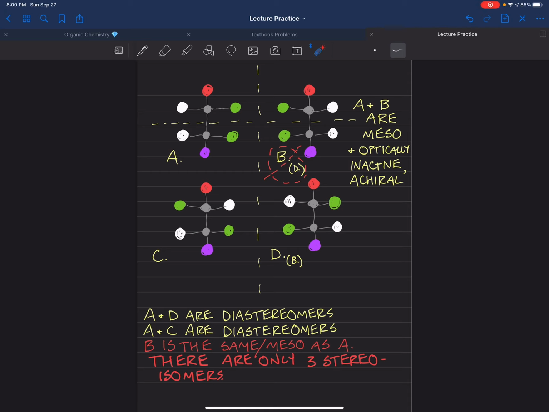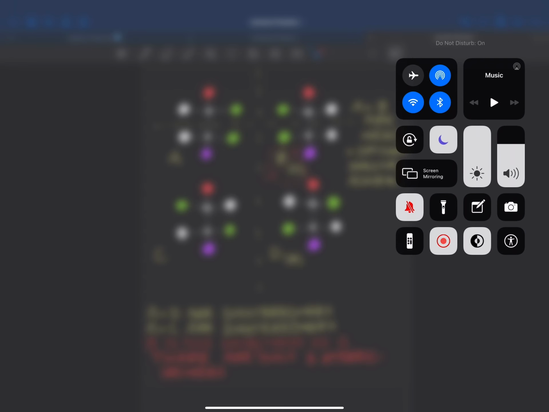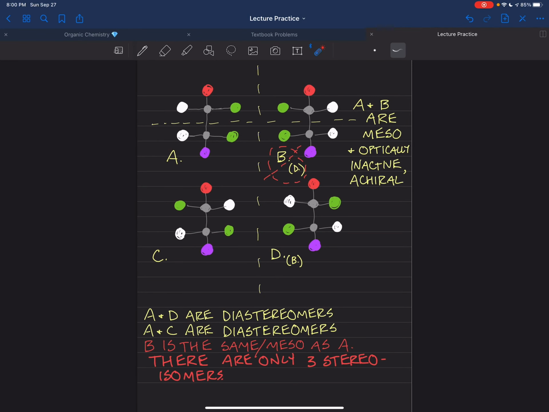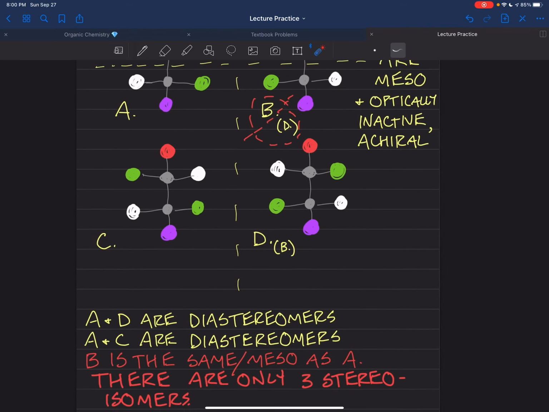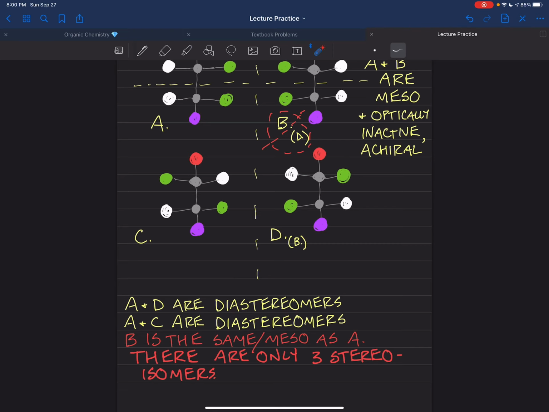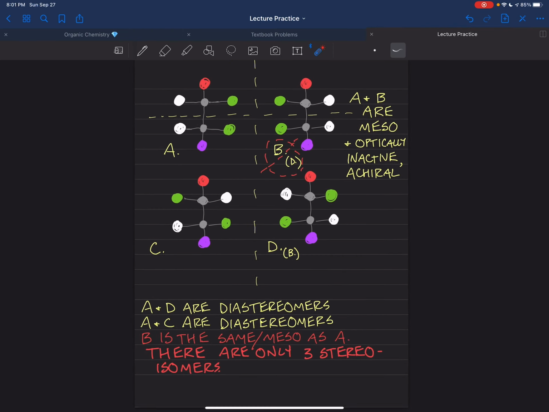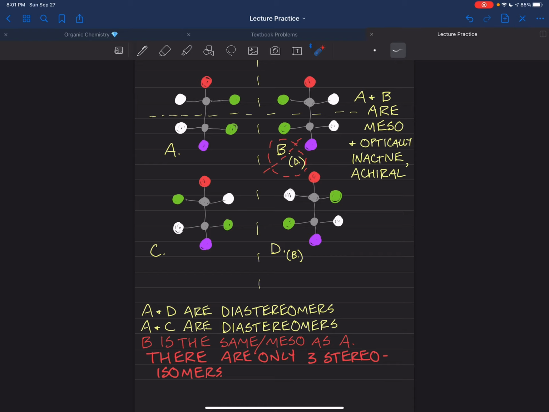But we can do the same strategy that we did before, and we can pivot our green for our white. We can return that to where it was, or we can draw the mirror image here. So these are mirror images, which means they are chiral. They're diastereoisomers, or diastereomers. Okay, but remember, B and A is the same. So for this one, technically, there's only 3 stereoisomers.